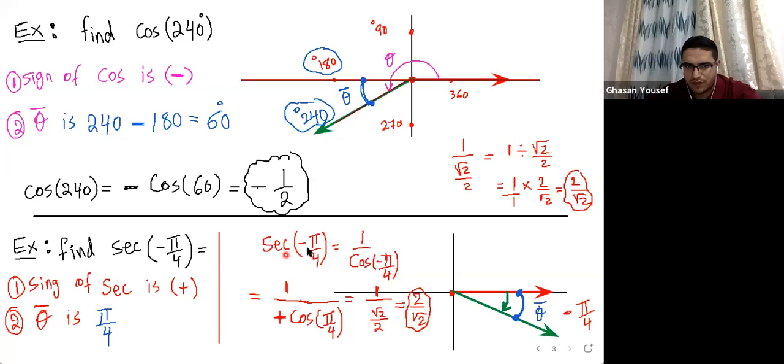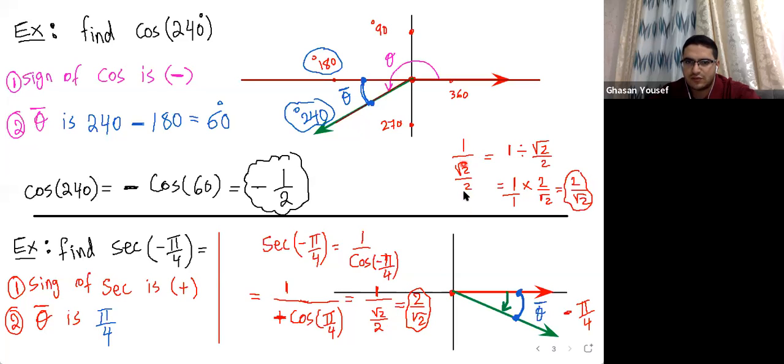So the secant now of minus pi over 4 equals 1 over cosine minus pi over 4. The secant is the reciprocal of the cosine. And the cosine has a positive sign in the fourth quadrant. And the reference angle is pi over 4, the positive. And this is equal to 1 over square root of 2 over 2 from the table. Now I use this one, explain it here.